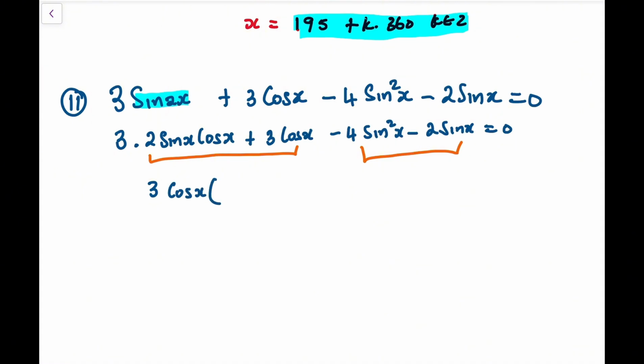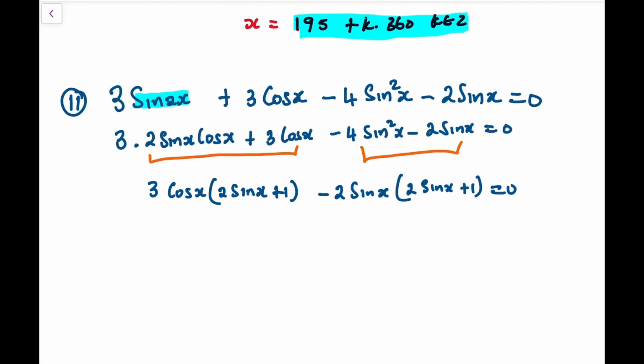We have 3 cos x as a common factor, and if you take it out, you will remain with 2 sine x plus 1. And then take out the common factor again. We can take out negative 2 sine x minus 2 sine x, and then if you take it out, you will remain with 2 sine x plus 1. This is equal to 0.